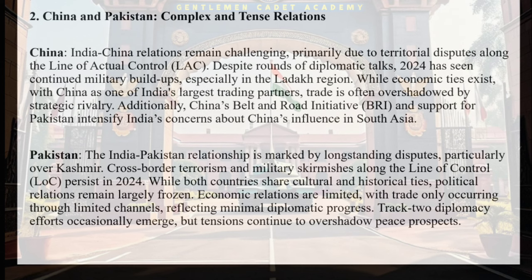Then talking about Pakistan, the India-Pakistan relationship is marked by long-standing disputes, particularly over the Kashmir region, which remains a significant flashpoint in their interactions. And in 2024, cross-border terrorism and military skirmishes along the Line of Control continue to strain diplomatic ties, further leading to a cycle of hostility and mistrust.